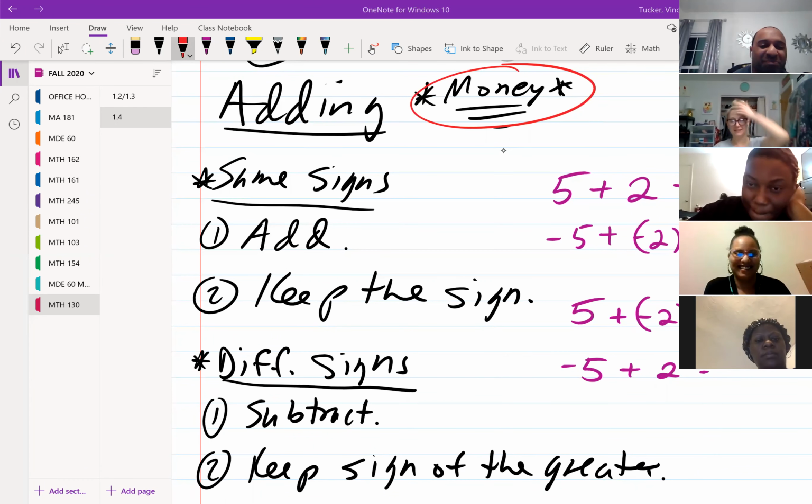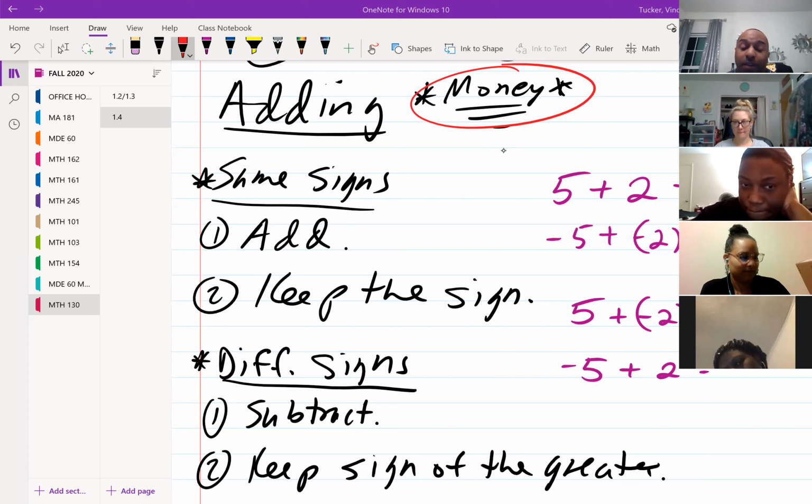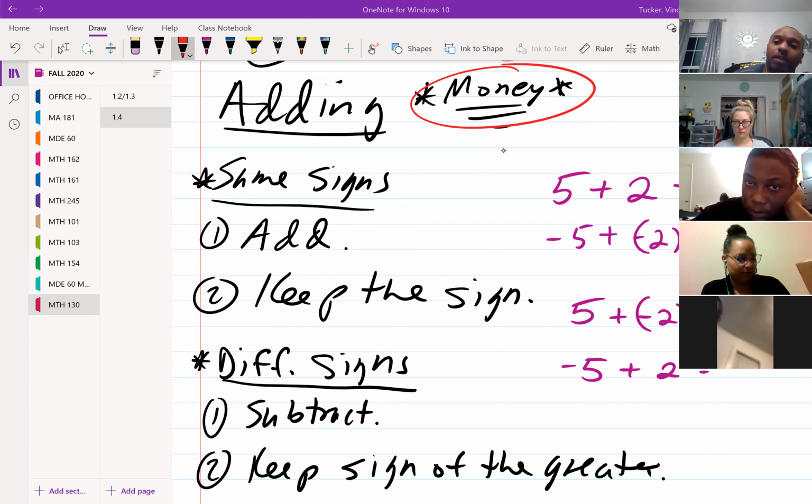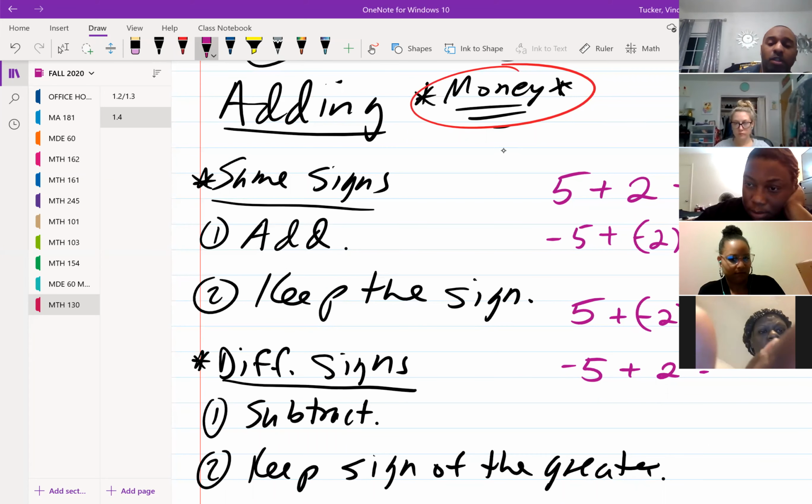So when adding, if you think about your money, you should be in a good place. If you have same signs, what you're going to do is add the numbers and then keep the sign that you're dealing with. These first two, notice both of them are positive. If I have $5 in my account and I add $2 to my account, then of course I have $7 in my account. I add those two and keep the sign. Everything was positive, so the result will still be positive.